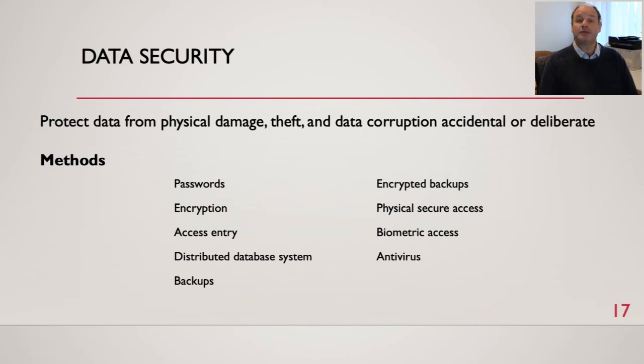Data security was touched on when discussing centralized databases. Data security is all about taking measures to protect the data from unauthorized access, both physically and electronically. Data security is also about preventing the data from being corrupted. To ensure data security, there are a number of security methods which are shown on this slide. You should remember at least 5 of these.